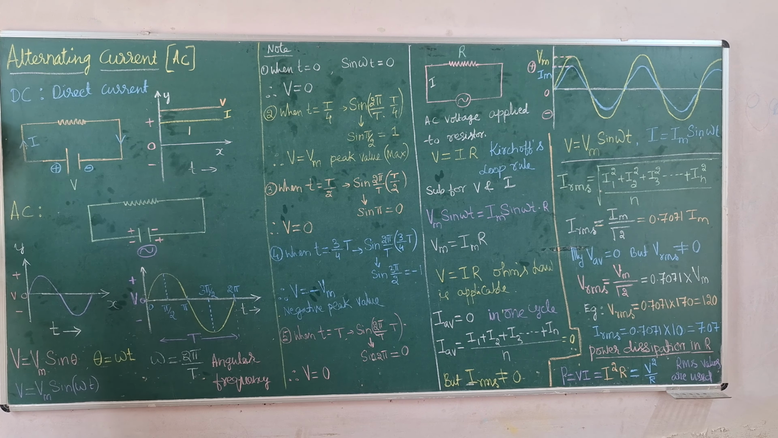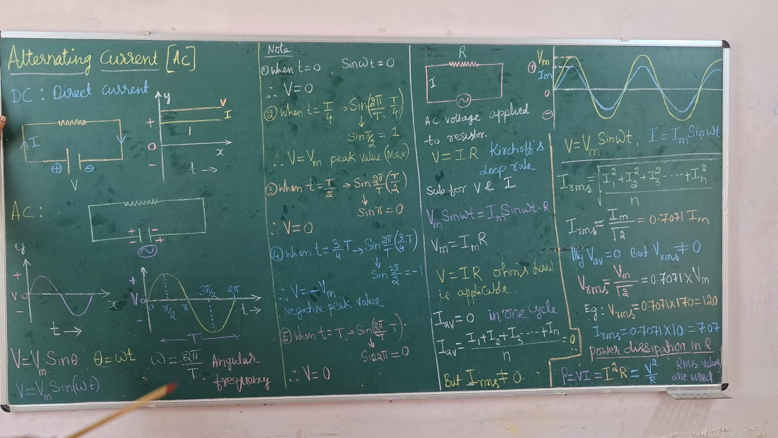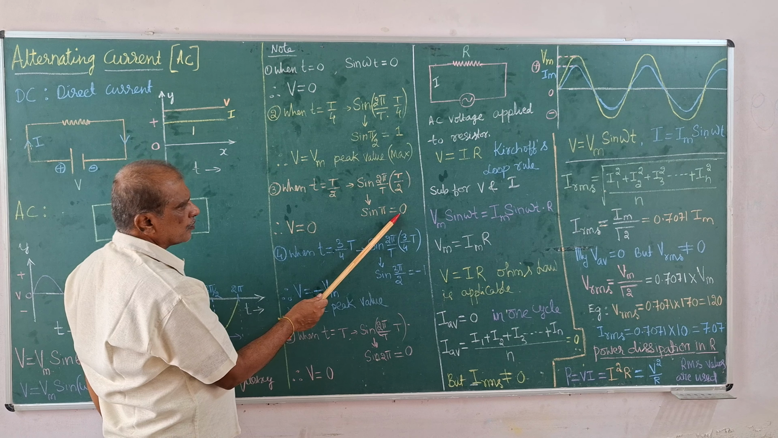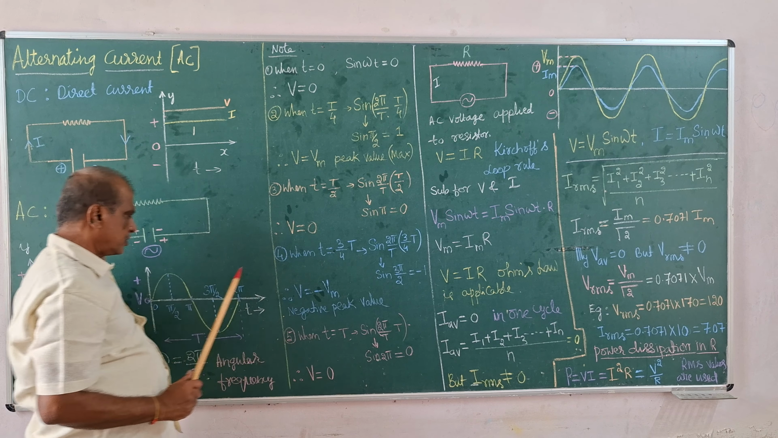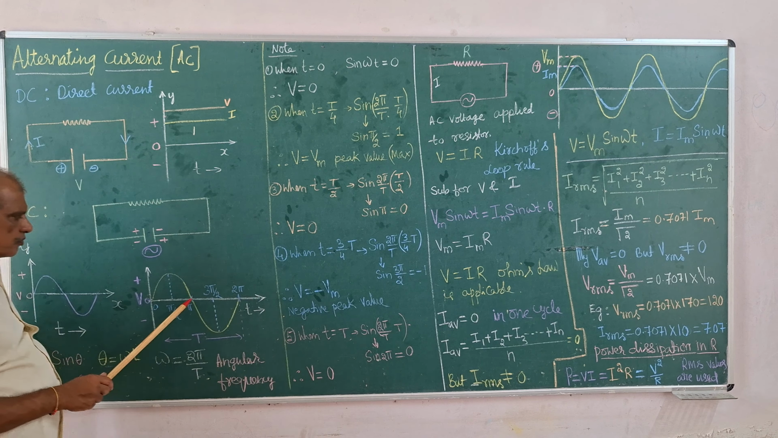Similarly, we can do the calculation at this point. It is t equals T by 4, half of the period. Substituting into this equation, t is T by 2, simplify, you get sin pi. Sin of pi is 0. 0 into Vm is 0, so the voltage is 0. That shows the voltage is 0, while here the voltage is maximum.